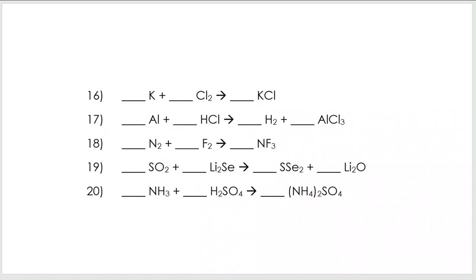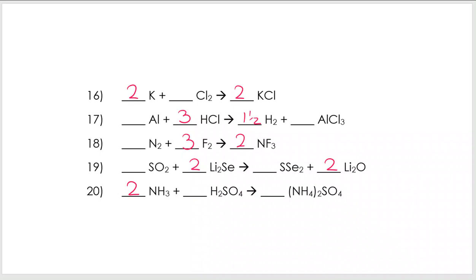5 more to finish off. And it's 2K and 2KCl, 3HCl and 1.5H2. Now you could multiply all of these up by 2 and have 2, 6, 3, 2, but half molar numbers are absolutely fine. The next one, 3F2 and 2NF3, and 2Li2Se and 2Li2O, and finally we have got 2NH3 to balance this equation.